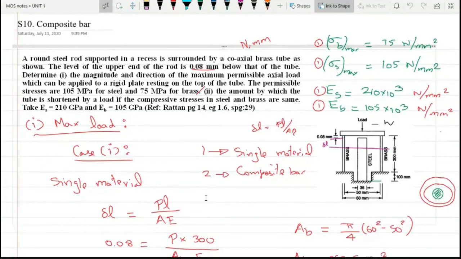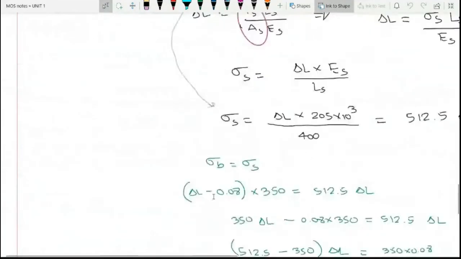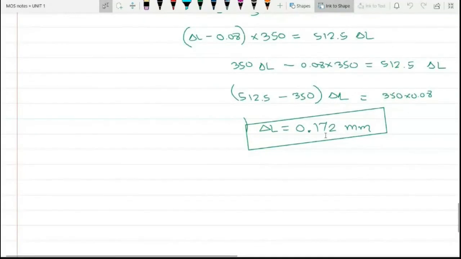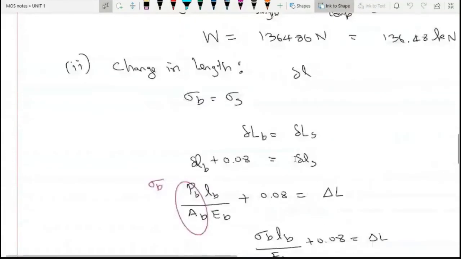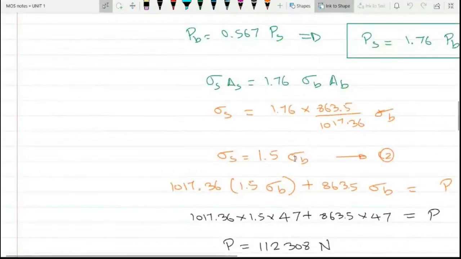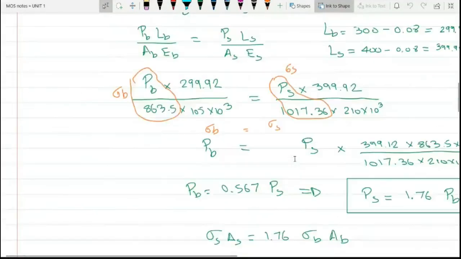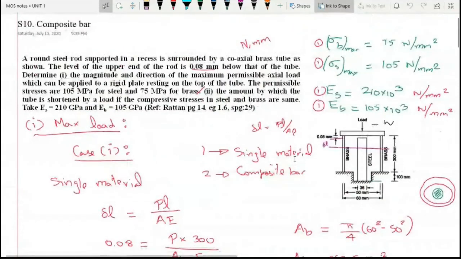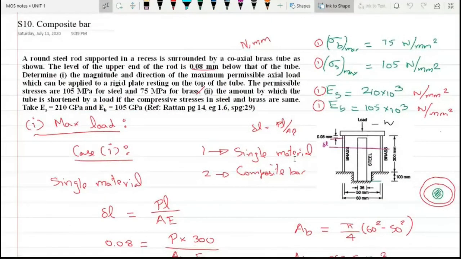Sir, delta L, but I'm getting the same value 0.172 with a negative sign, sir. So you are saying that this has to be minus 0.172. Yes, sir. The thing is, if we have a combination of tensile and compressive load, then you should consider tensile as positive and compressive as negative. If you have only one load, you need not consider that. When the force is opposite to the previous force, then you go for that condition. Otherwise, you don't need to consider it.